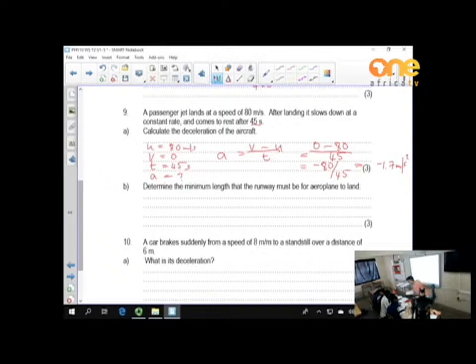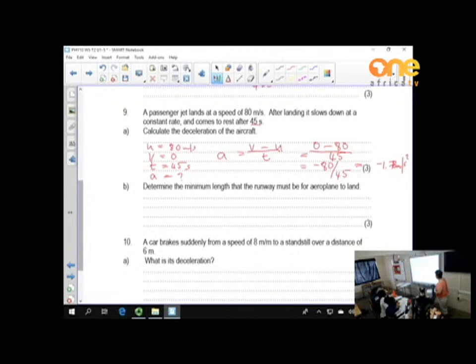Is it on the dot? 1.78. Okay. 2 places after the comma is better than 1. Okay, it's a deceleration. Initial velocity is what you start with. So if something starts from rest, the initial velocity is 0. But if it's like this, where you only have one speed, then your initial is 80. They tell us it comes to rest. So initial is 80, final is 0.